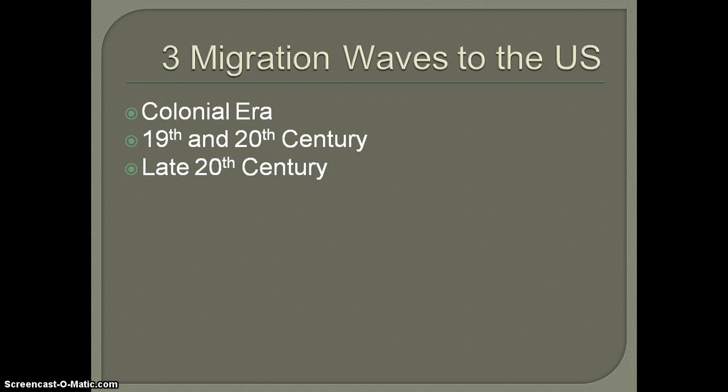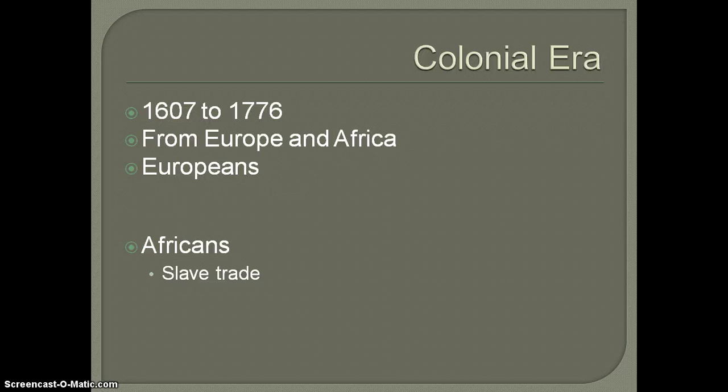So historically, geographers group the migration waves into 3 particular time periods, and the first one we have is called the Colonial Era. Then we'll look very briefly at the 19th and the 20th century, and then we'll talk about the late 20th century. So the very first period that we look at when we talk about migration waves to the United States is what's called the Colonial Era.